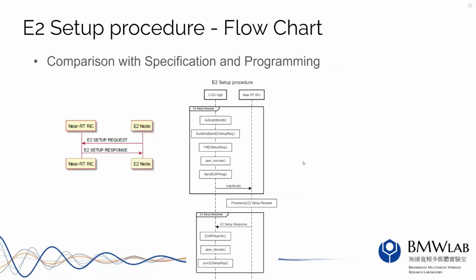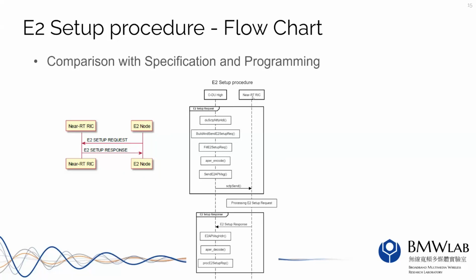So it's a comparison of the spec and the programming. As you can see, on the left-hand side is the flowchart in the spec. It defines the basic procedures, which are the E2 setup request and E2 setup response. Also, in the spec they define the data types, content, and protocols.